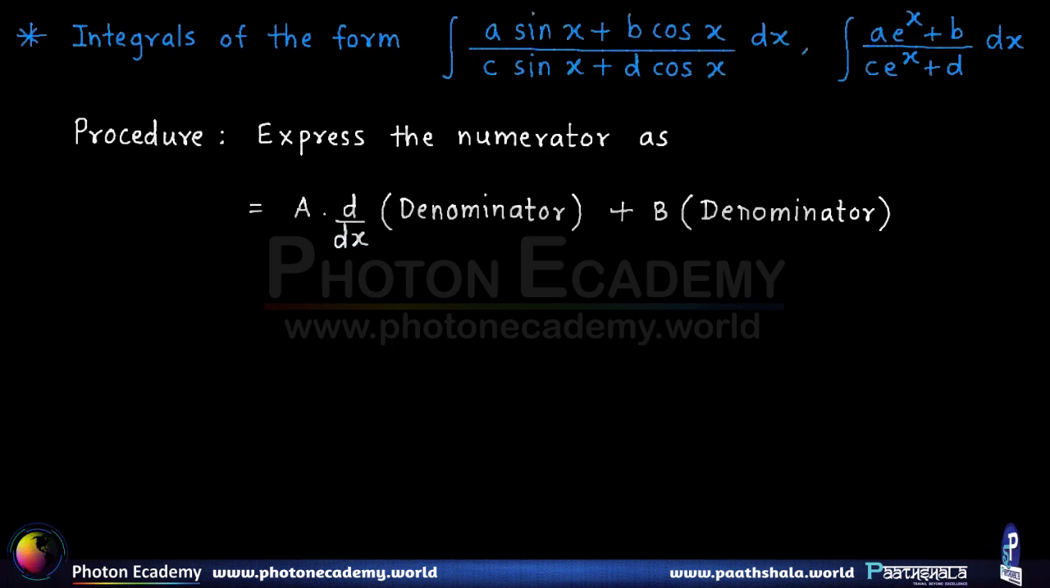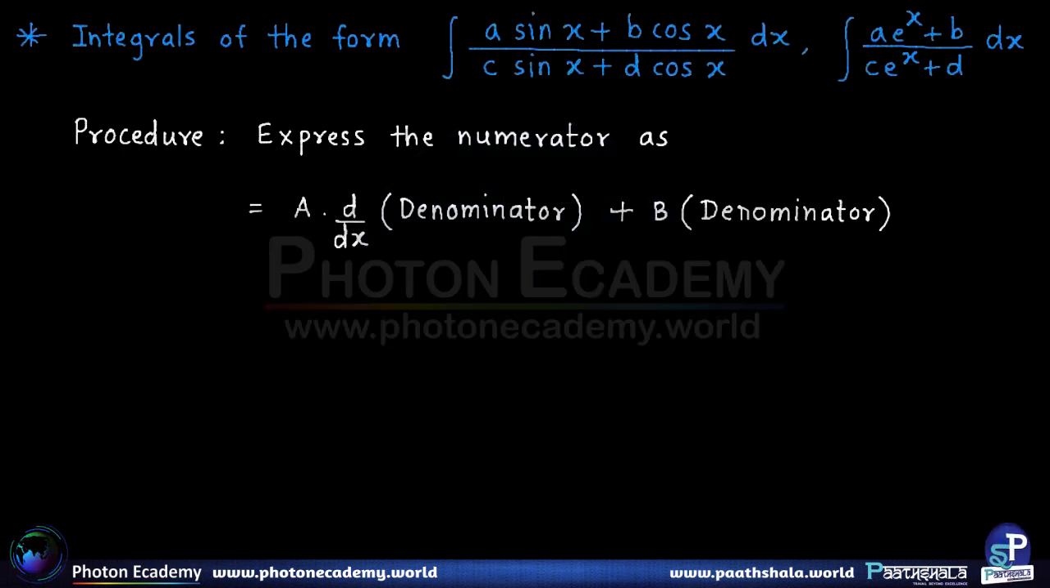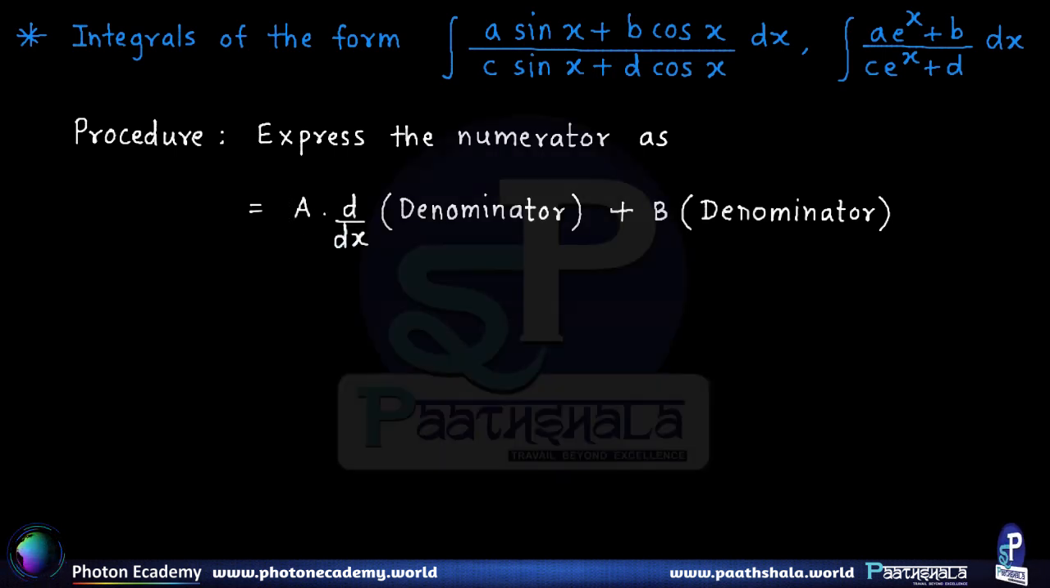Now there is a same procedure to solve both of these types of integrals, and that procedure is we have to express the numerator as A into derivative of denominator plus B into the denominator itself. Now here just note that A and B in uppercase are some unknown constants that we have to find out, and based on that, once we are able to write the numerator as shown here, we will separate the terms and then the integral becomes easy to evaluate. Now let's see one question based on this type.